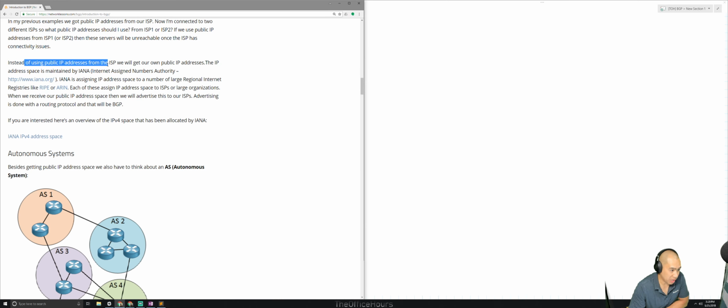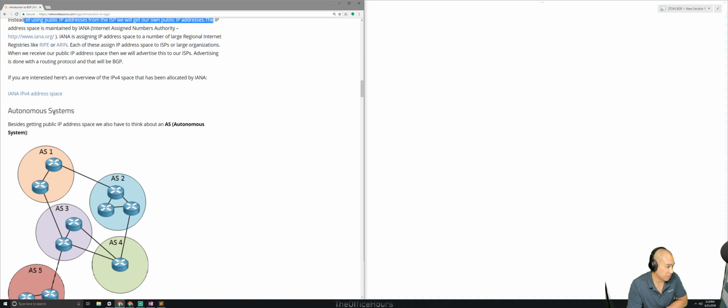Instead of using public IP addresses from the ISP, we will get our own public IP addresses. The IP address space is maintained by the IANA. IANA is assigning IP address space to a number of large regional internet registries, such as RIPE and ARIN. Each of these assign IP addresses to ISPs or large organizations. When we receive our public IP address space, we will advertise this to our ISPs. Advertising is done with a routing protocol, and that would be BGP.